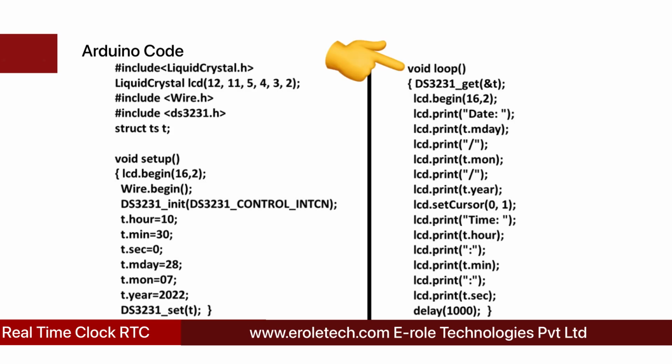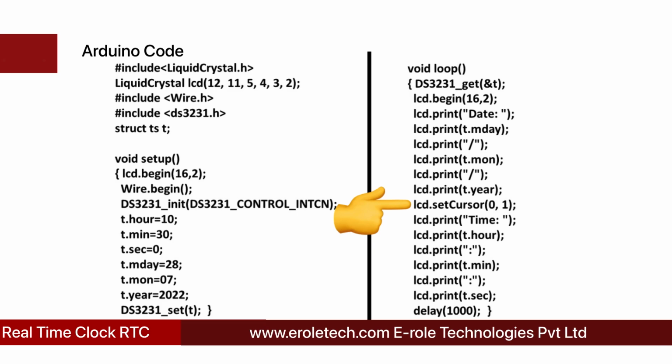Void loop. This function will run over and over again, so whatever we write inside, it will repeat forever. DS3231_get(&t) is used to fetch the values of time and date from the RTC. LCD.print(t.mday) will display the day of month on the LCD screen. LCD.print(t.mon) will display the month on the LCD screen. LCD.print(t.year) will display the year on the LCD screen.